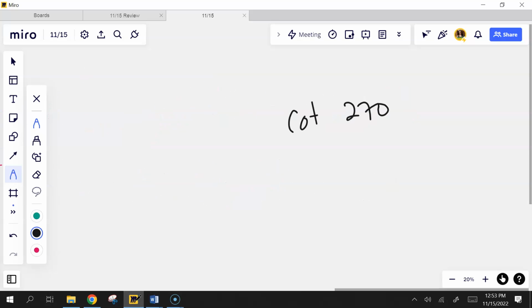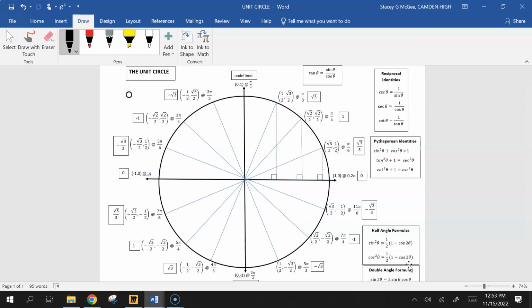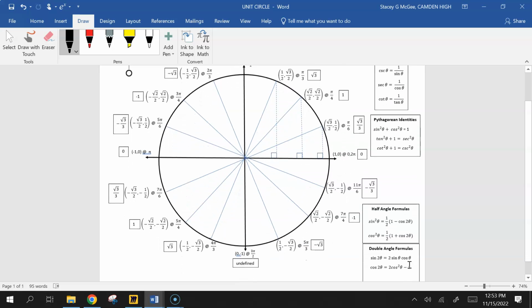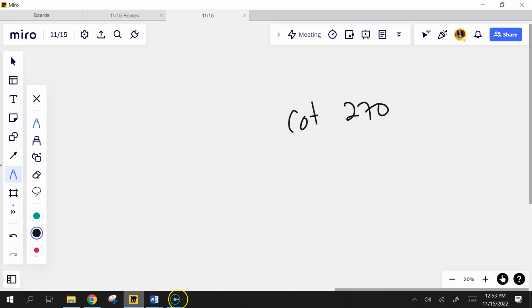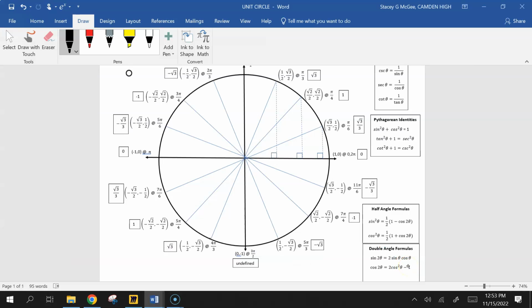270. Wait, and sine is the y, right? Yes. All right. So where is 270? Okay. So I don't know. Cotangent 270. So it's 3 pi. If tangent, no. What is it? It's 0. If tangent is undefined, cotangent is 0. And if cotangent is undefined, then tangent is 0. They flip flop.